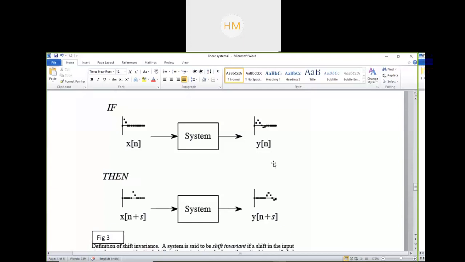So, how is it shift invariant? When the same change which is given to the input exists at the output, then that system is known as shift invariant. And what do you mean by shift variant system? If I am giving a delay to the input side, but the output is having some other delay or is not delayed, then it is known as a shift variant system.